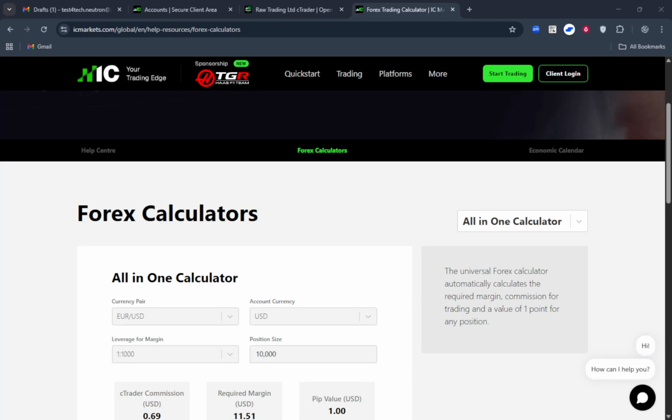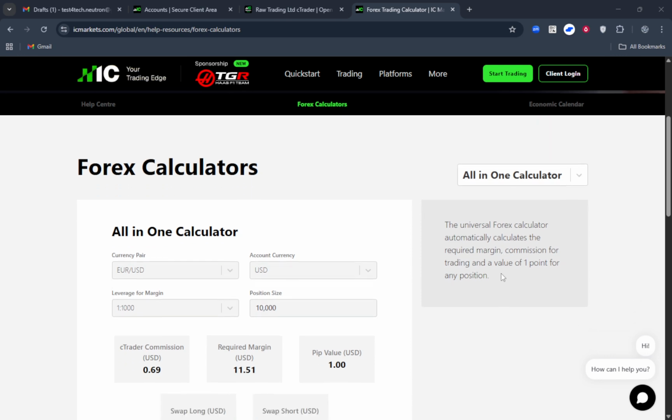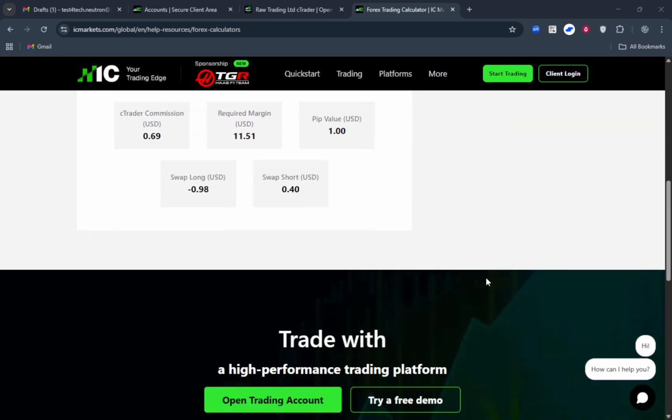In today's video, I'm going to teach you how to use IC Markets Margin Calculator. Before we click around, here's a quick refresher on what margin is and why it matters. Margin is the amount of money reserved from your account to open and hold a position. Think of it as the collateral that keeps your trade active.